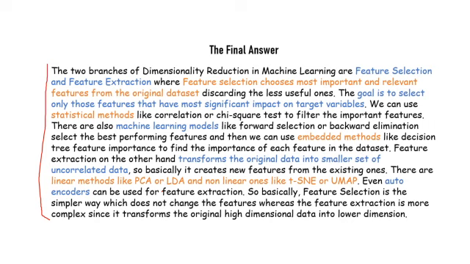Feature extraction, on the other hand, transforms the original data into a smaller set of uncorrelated features. So basically, it creates new features from the existing ones. There are linear methods like PCA or LDA, or non-linear ones like t-SNE or UMAP. Even autoencoders can be used for feature extraction. So basically, feature selection is a simpler way which does not change the features, whereas feature extraction is more complex since it transforms the original high dimensional data into lower dimensions.